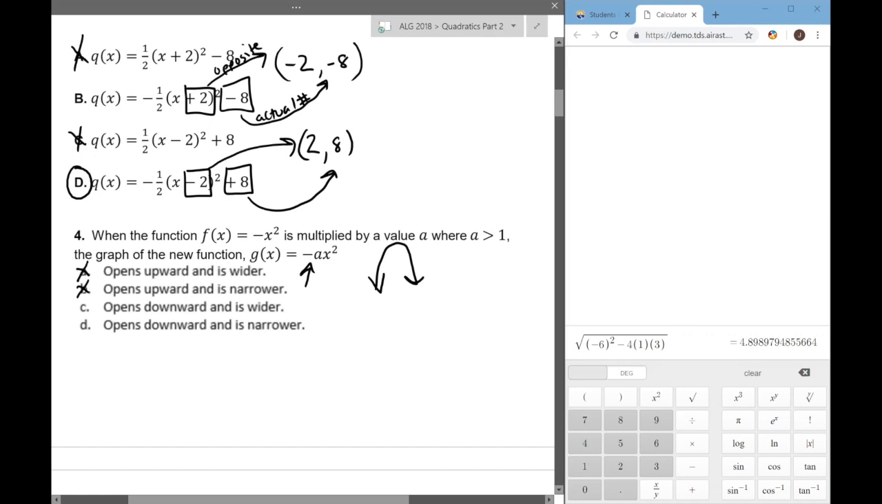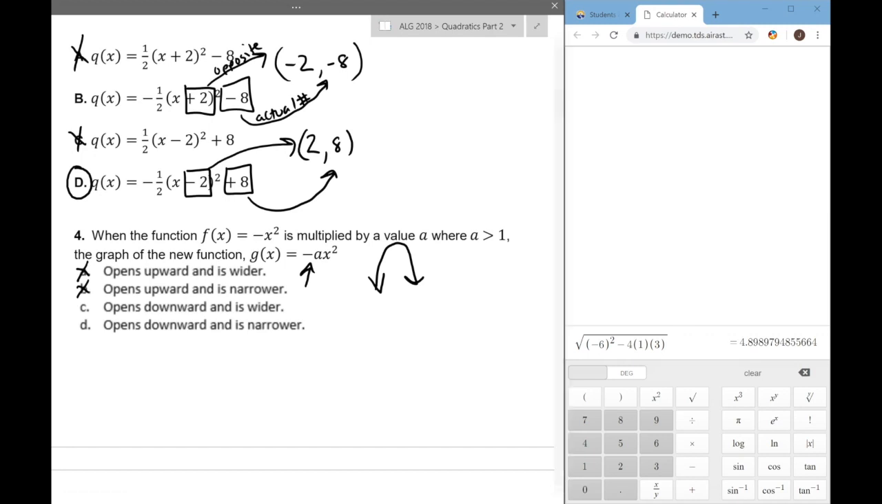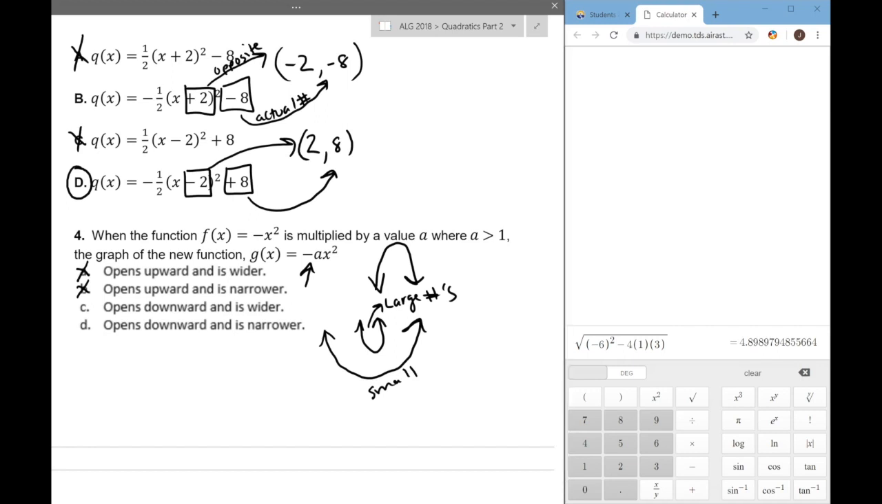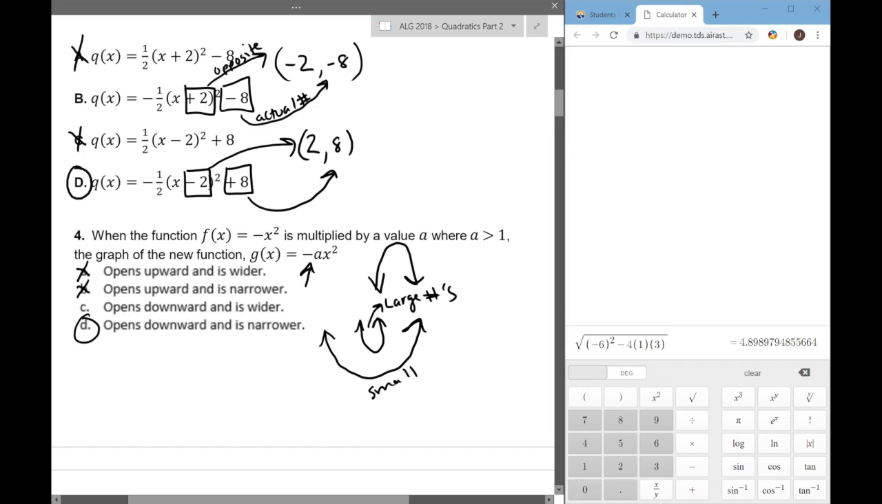Now, if I multiply by a number larger than 1, so when I start multiplying, my graph actually gets smaller. When I multiply by a larger number it gets narrow, and by a small number, it goes wide. So small numbers, wide; large numbers, narrow. Therefore, if I multiply by a bigger number than 1, that means my graph's actually going to get narrower. Therefore, D is your right answer. Okay, let's move to 5.